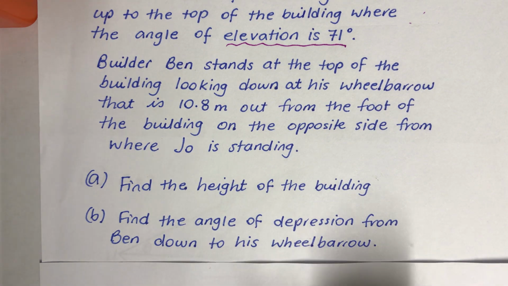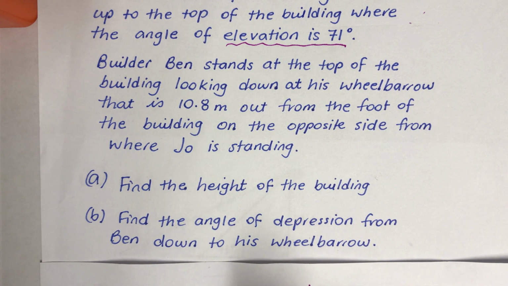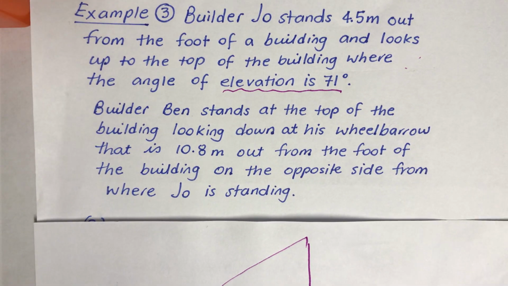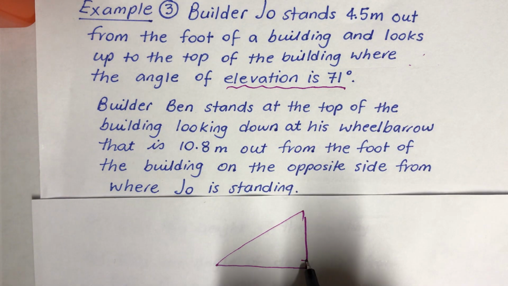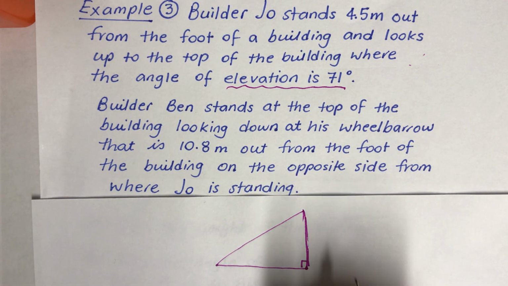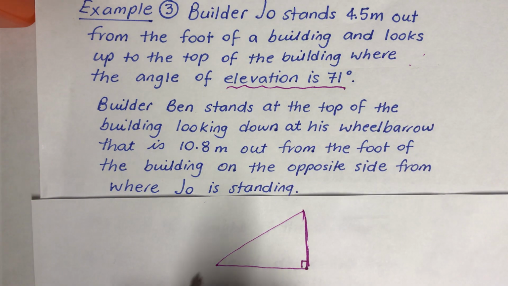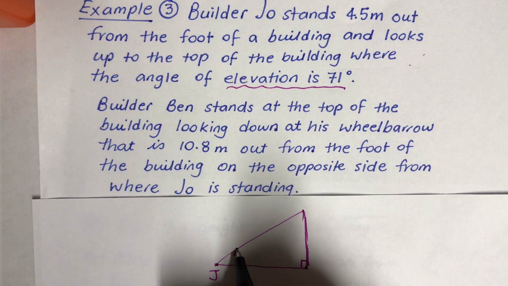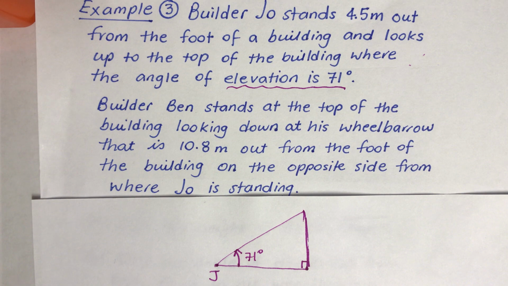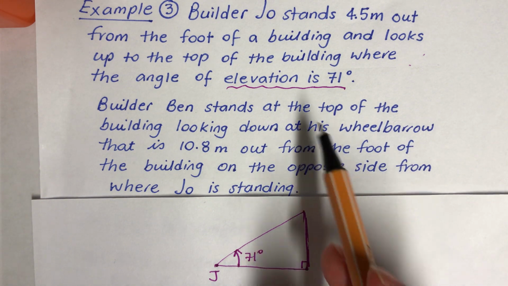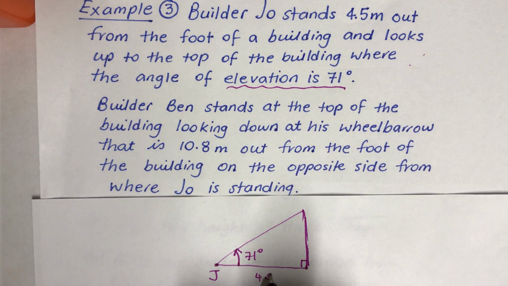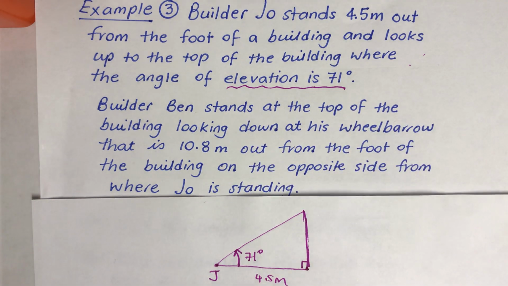Okay, we'll stick with the right angle triangle. So I'm just drawing a right angle triangle. Okay, so this is the building, obviously, and let's say that's Joe, and the angle of elevation of the building is 71 degrees. All right, that's not too bad. And then it says here, Joe stands 4.5 meters out from the foot, so 4.5 meters from the base to there.